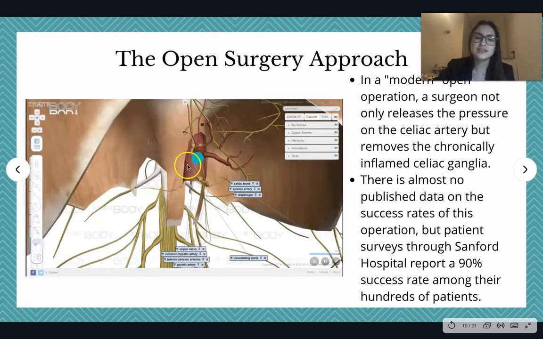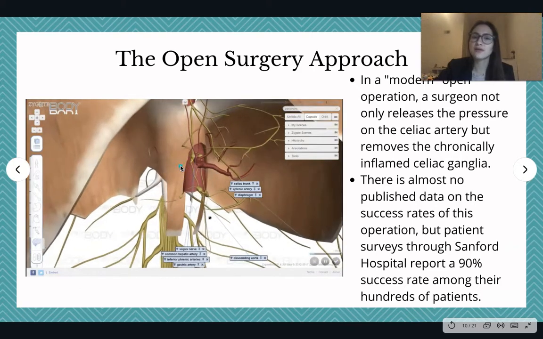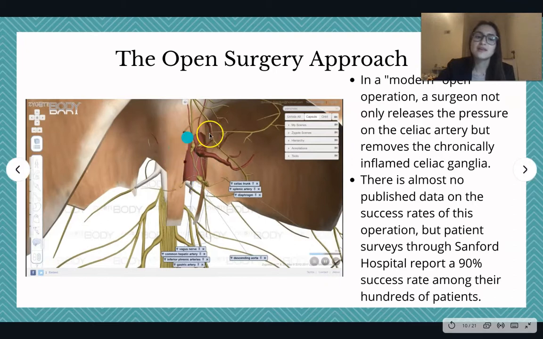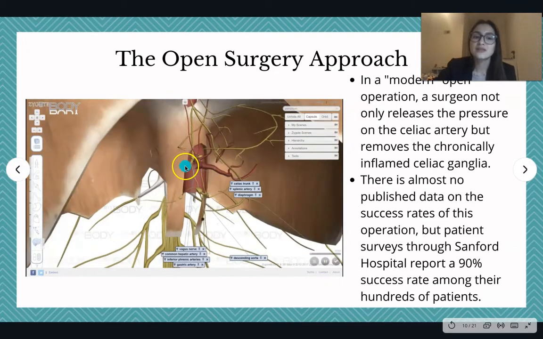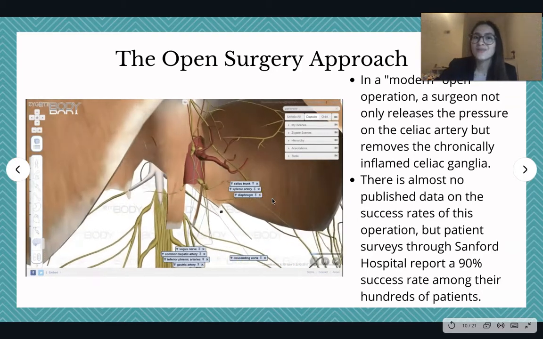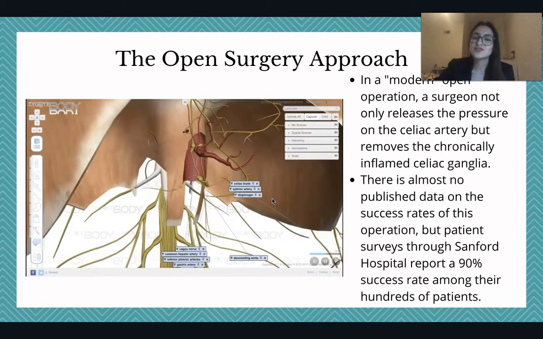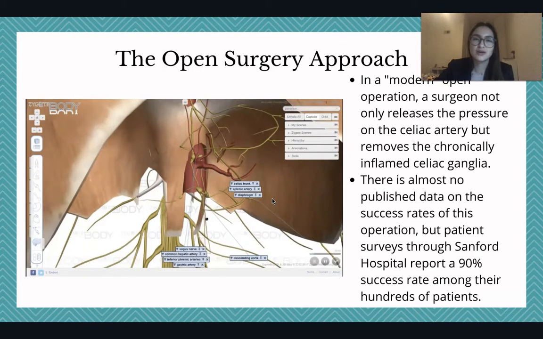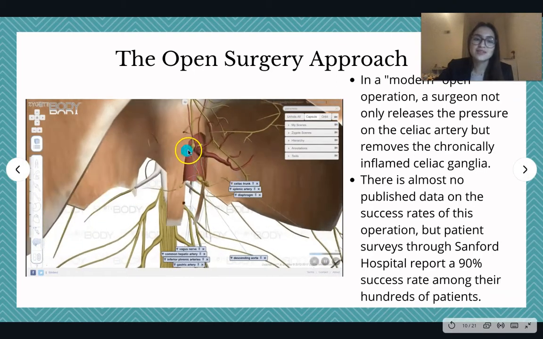If we notice their position and we think about how in median arcuate ligament syndrome, the ligament actually presses against the base of the celiac artery, we know that these ganglia are going to be compressed as well. Now, in a modern open surgery, a surgeon not only focuses on relieving the pressure caused by the median arcuate ligament fibers, but they also cut away the damaged or inflamed celiac ganglia.